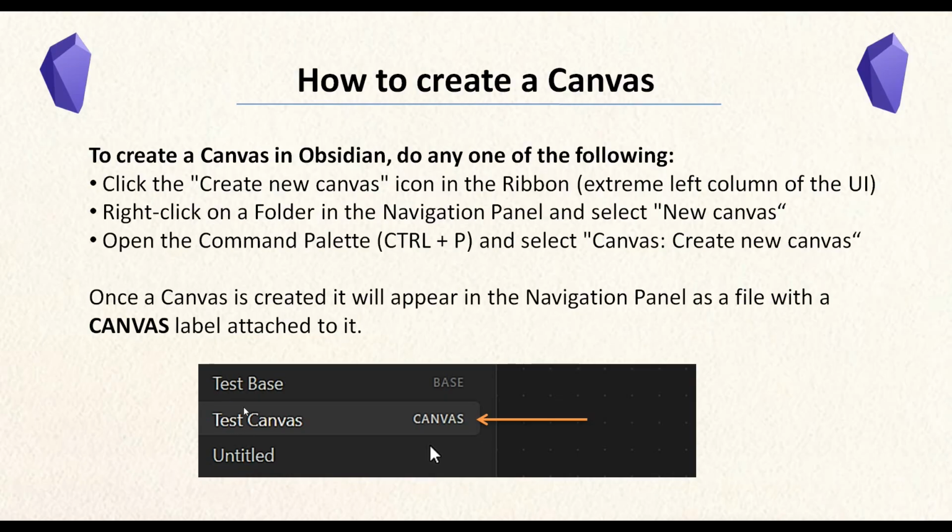So over here are files in a vault. The first one is a base, as you can see. This is a canvas, and it's designated by the word canvas. And this one is a note.